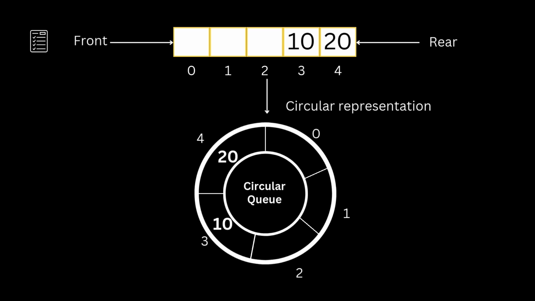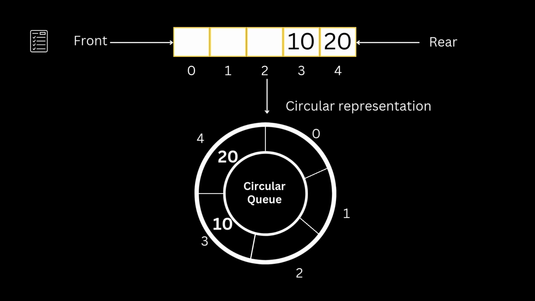When it comes to the FIFO, that is first in first out principle, a circular queue and a linear queue are comparable. However, in a circular queue, the positions are connected from the last to the first. Here is the circular representation of the queue. The positions are connected from the last to the first, forming a circle. An alternative name for it is ring buffer.